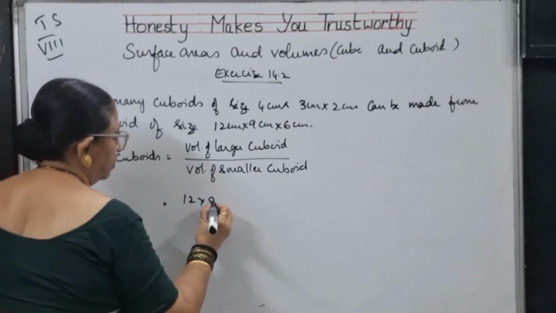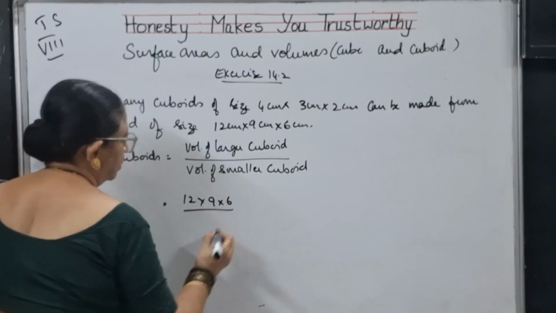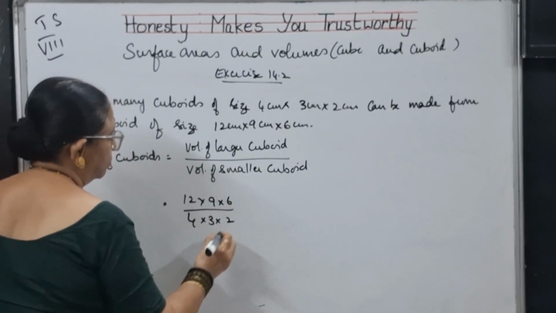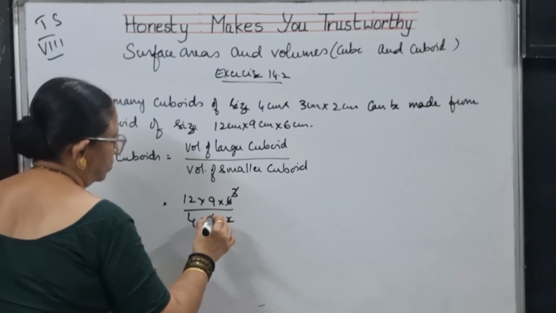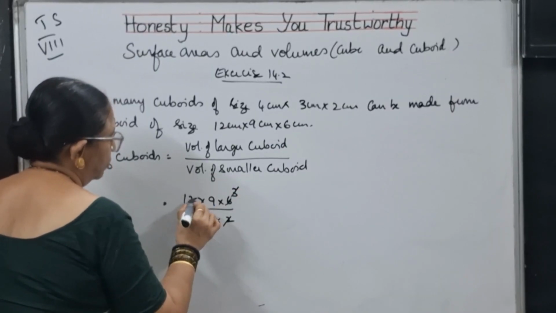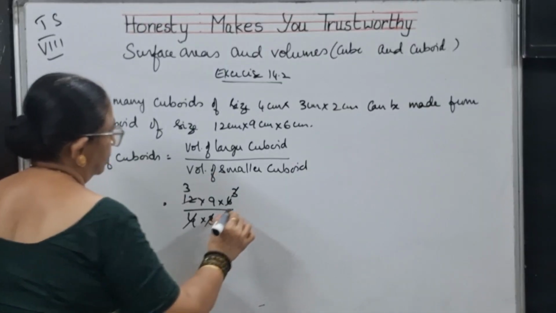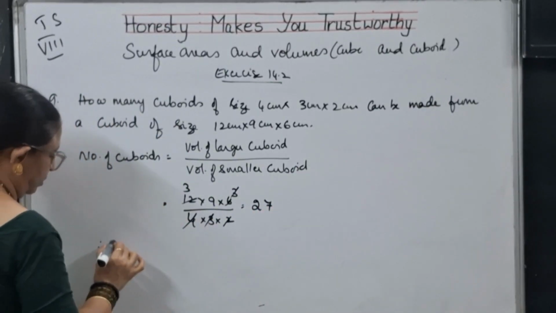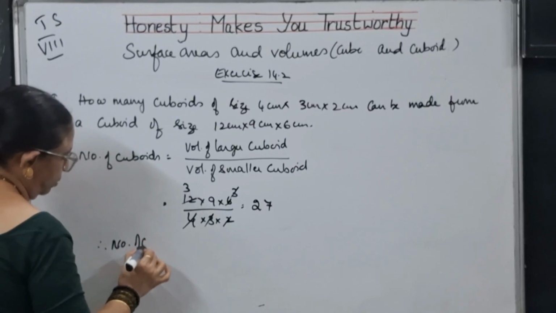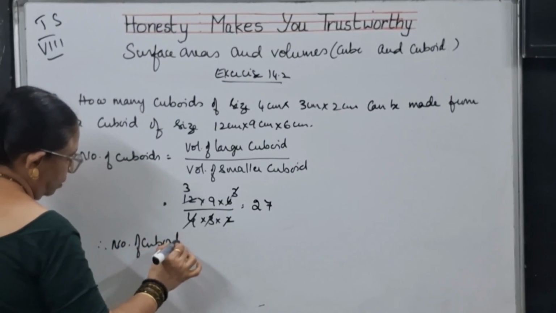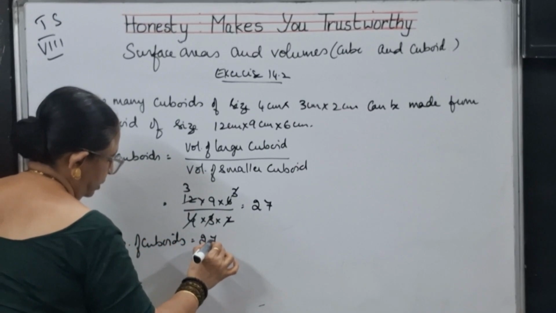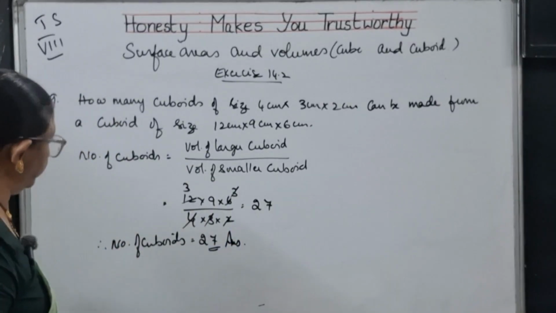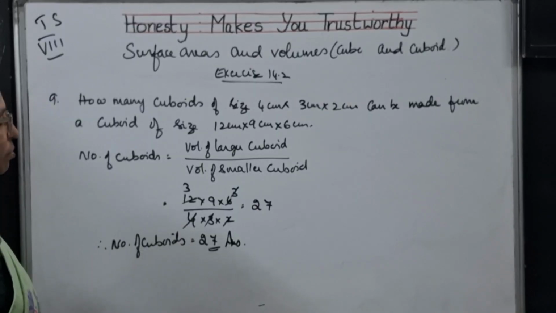So 12 into 9 into 6 divided by 4 into 3 into 2. 2 ones are 2, 3 threes are 9, and 3 will get cancelled. 4 ones are 4, 4 threes are 12. That is 9 threes are 27. Therefore, the number of cuboids is nothing but 27. This is the answer, children. Very simple sums, children. Please note it down.